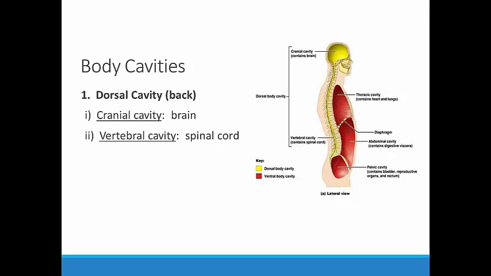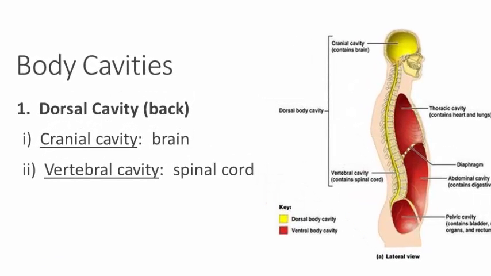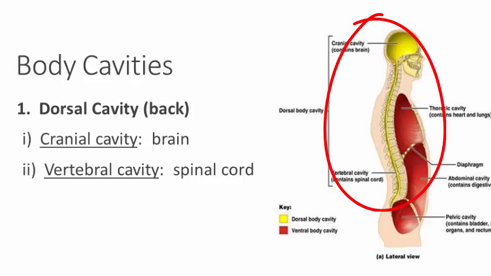We'll start off by talking about body cavities, which are basically hollow spaces in the body that contain organs. The first cavity we'll talk about is the dorsal cavity, which is associated with the back part of your body. I usually remember this location by remembering that a dorsal fin on a dolphin is on its back. The dorsal cavity is depicted in yellow in this diagram.